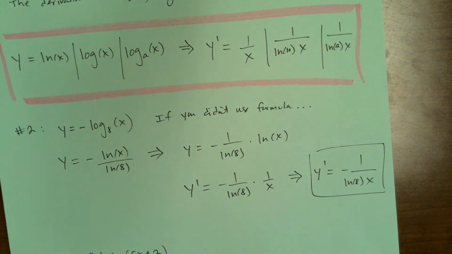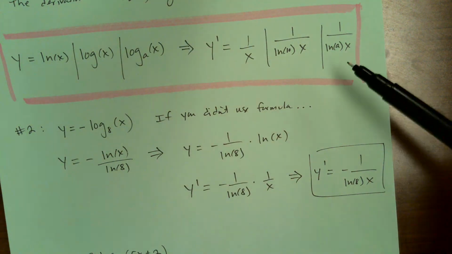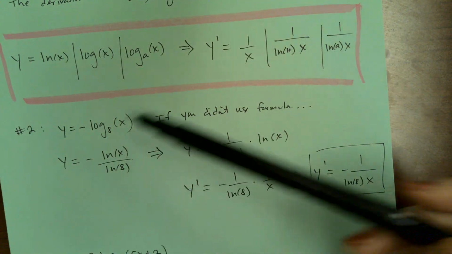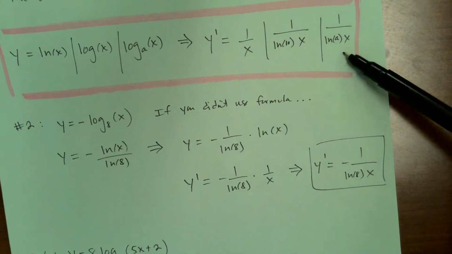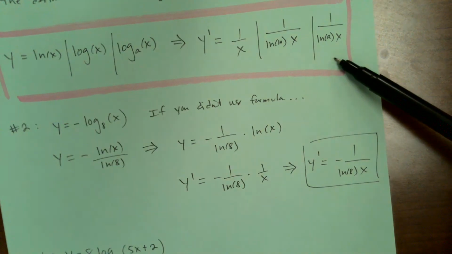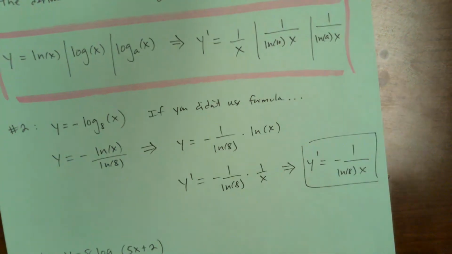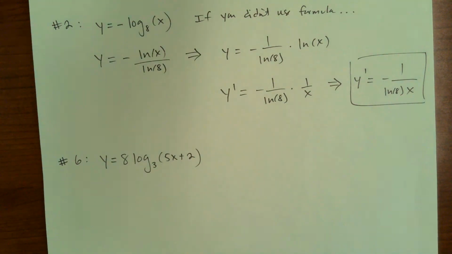Personally, I would prefer to just know the formula. You could have skipped 1, 2, 3, really like 3 steps if you just use that formula. So if you didn't want to use the formula, there's your option. This next one, let's use the formula.